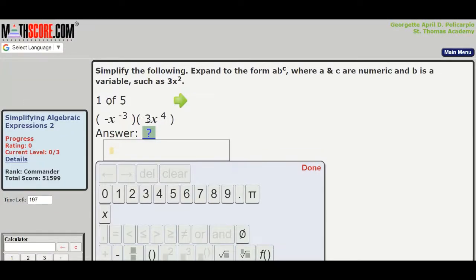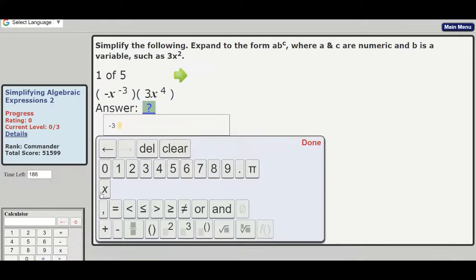Negative 1 times 3 ay negative. Gamitin niyo yung panel para sure. Hindi ko kasi alam kung pwede siya ng type. Ayan, naita-type naman siya, pero yung exponents, mahirap pag-type. Kaya gamitin niyo yung panel. So, kinopya na natin. Negative 1 times 3 is negative 3.